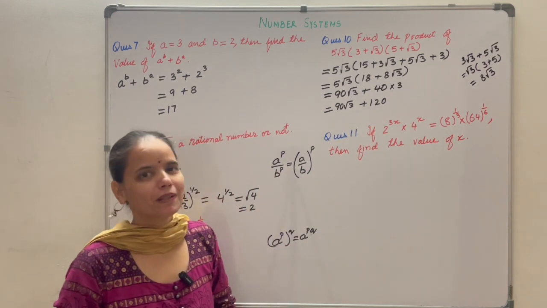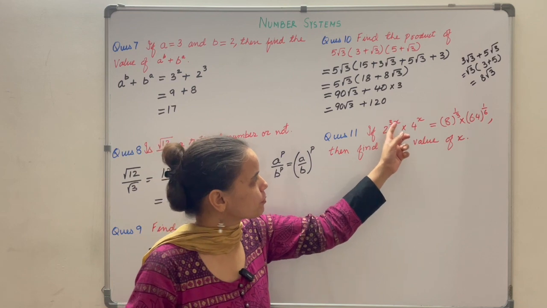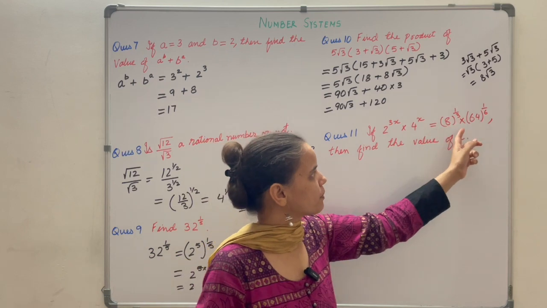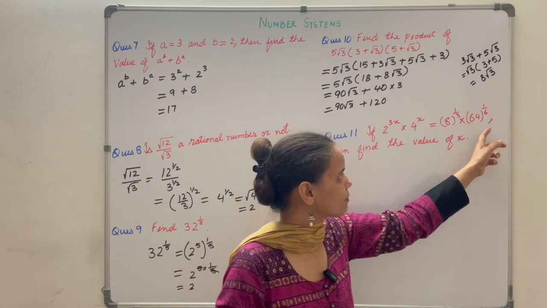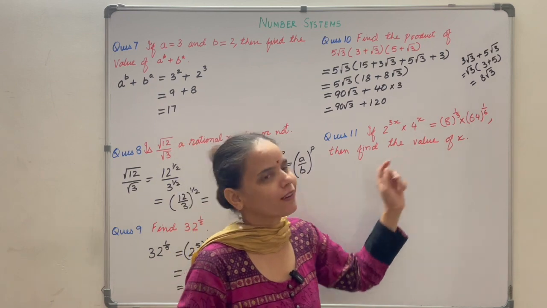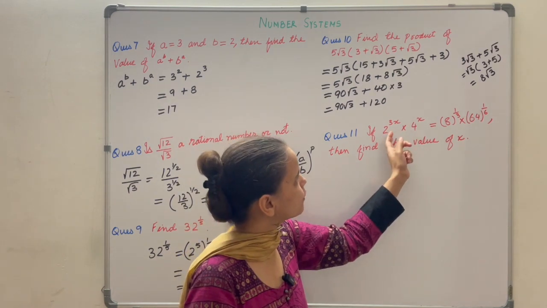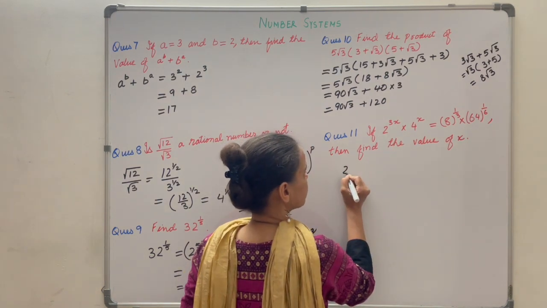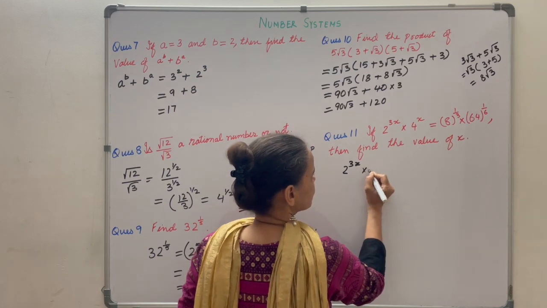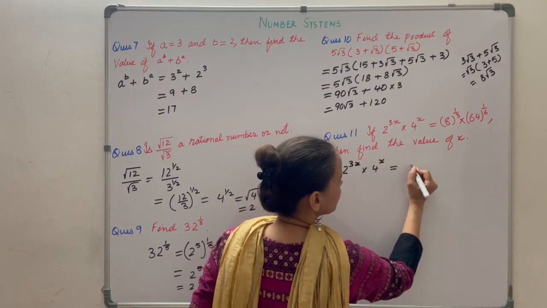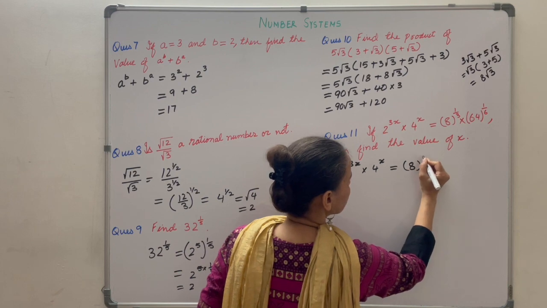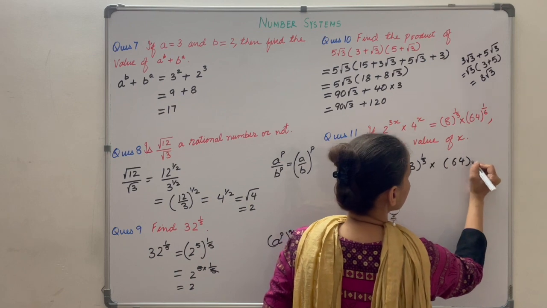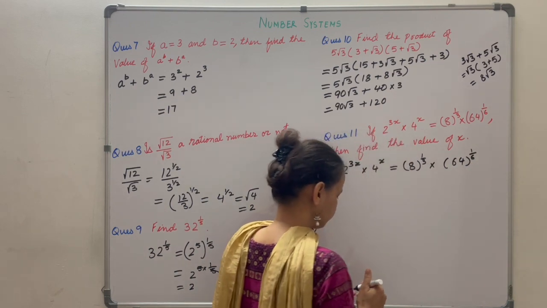Now let us take question number 11. If 2 raised power 3x into 4 raised power x is equal to 8 raised power 1 by 3 into 64 raised power 1 by 6, then find the value of x. So you need to find out the value of x from here. So let us write it down. So you have 2 raised power 3x into 4 raised power x is equal to 8 raised to the power 1 by 3 into 64 raised to the power 1 by 6.